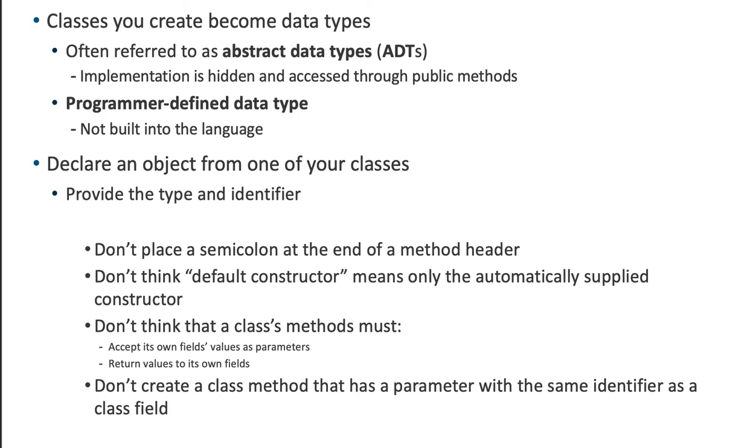Okay, let's talk about how classes are actually data types. The classes that you create become data types. Programmers sometimes refer to classes as abstract data types or ADTs. An abstract data type is a type whose implementation is hidden and accessed through its public methods. A class that you create also can be called a programmer-defined data type. In other words, it is a type that is not built into the language.